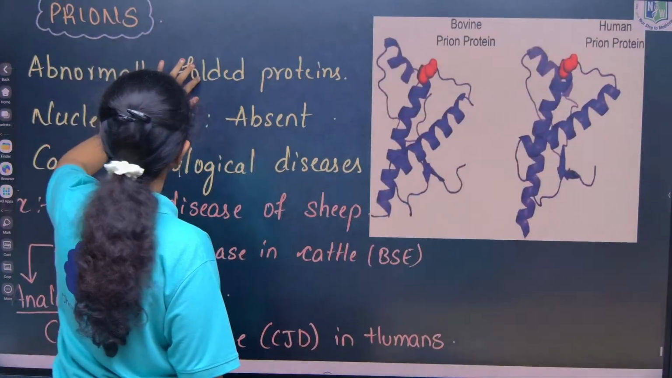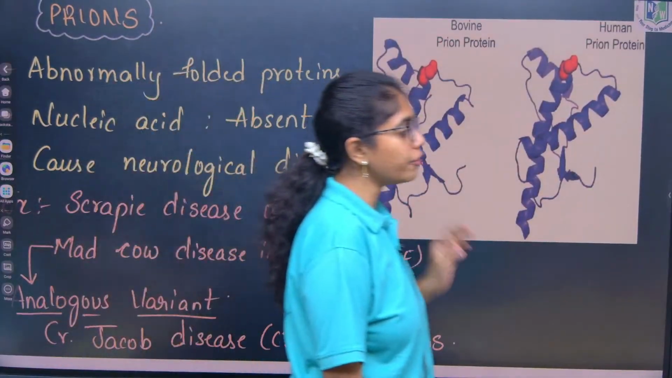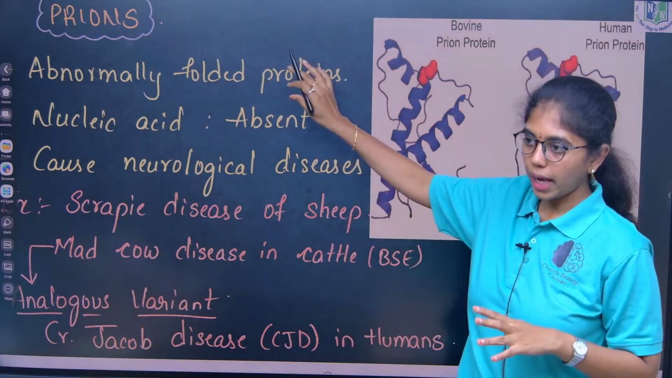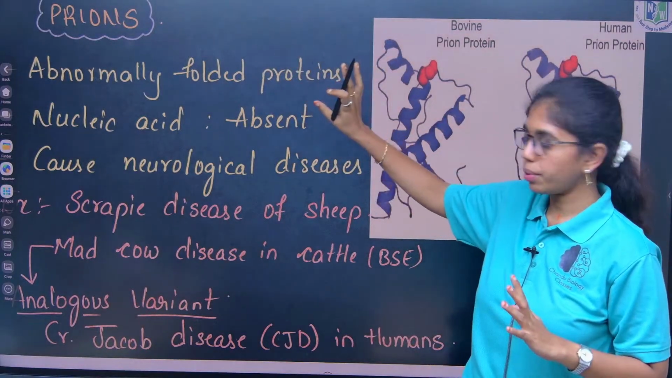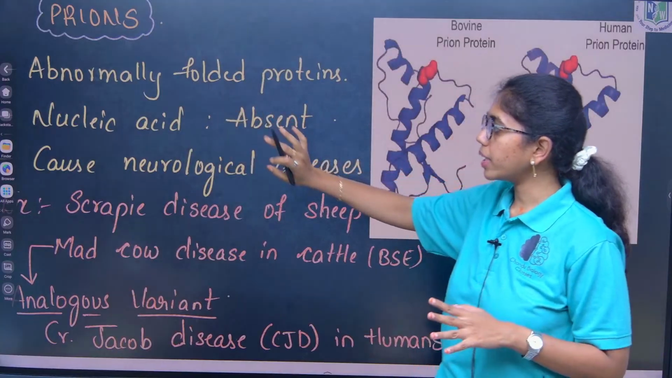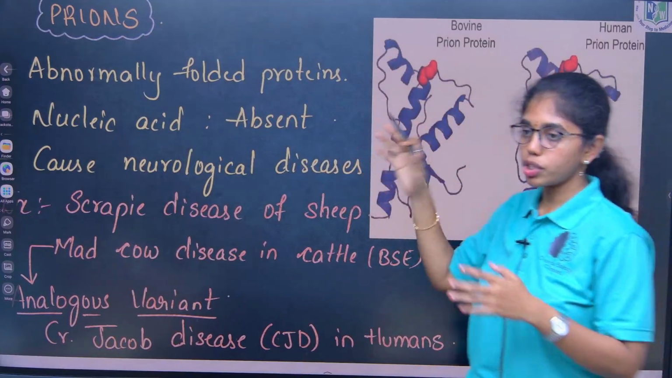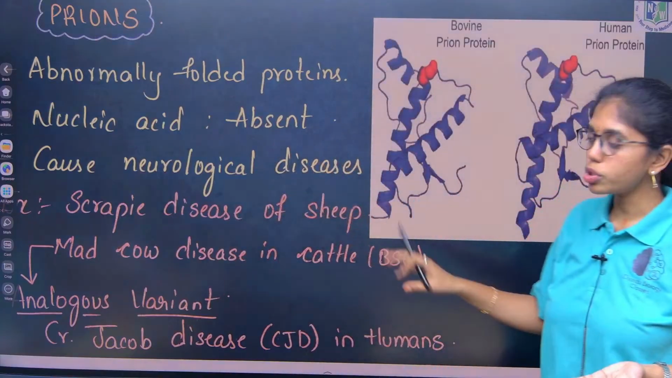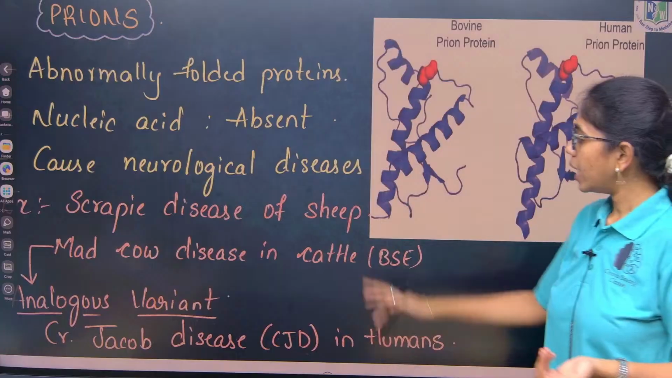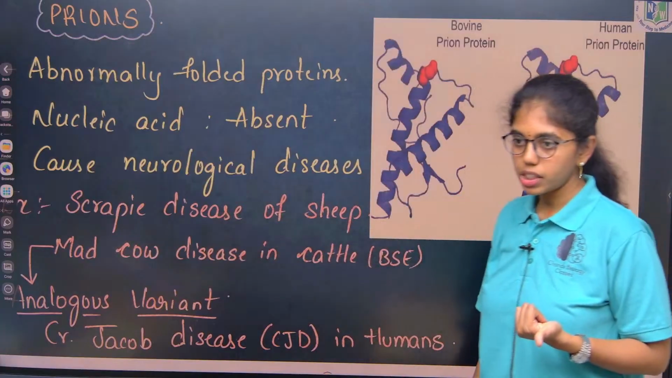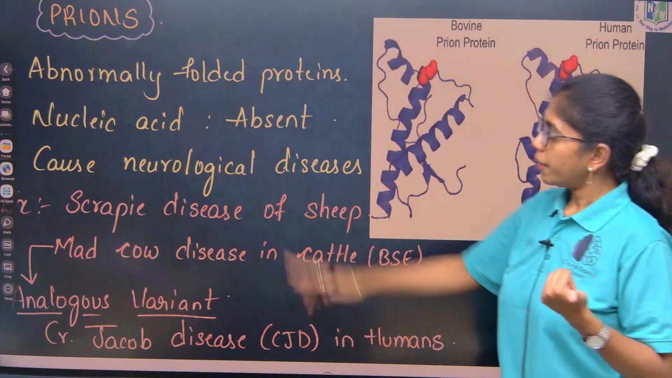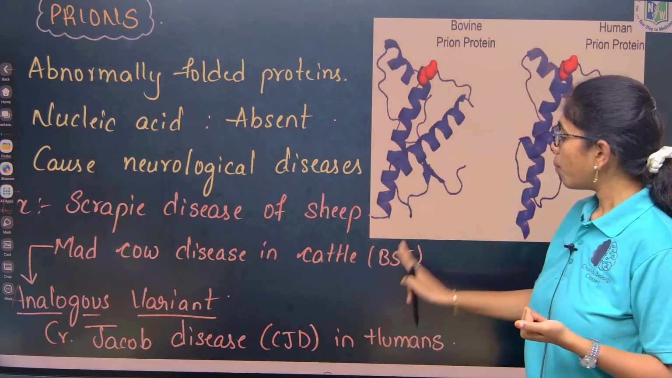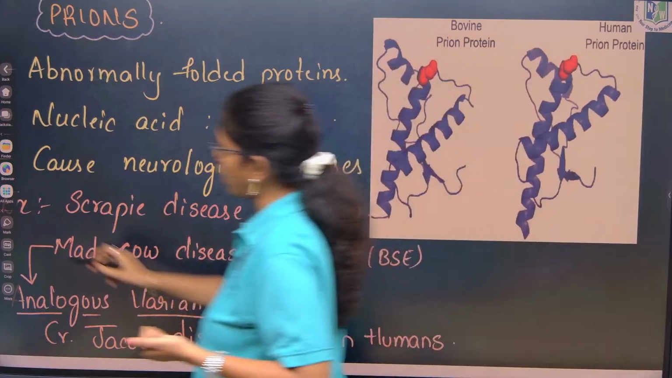Prions, you see. Prions are what? Abnormally folded proteins. I already told you the memory hack also. Prions, proteins, you can remember like that. Nucleic acid is completely absent. The major target of infection is the nerves, so this causes most of the neurological disorders. In sheep, we call it scrapie disease, which is caused by prions, and mad cow disease in cattle, which is called bovine spongiform encephalopathy.